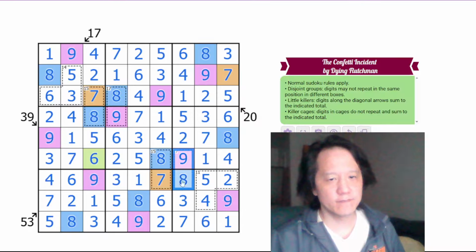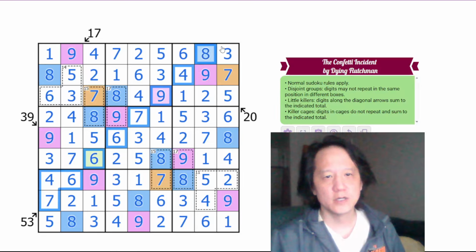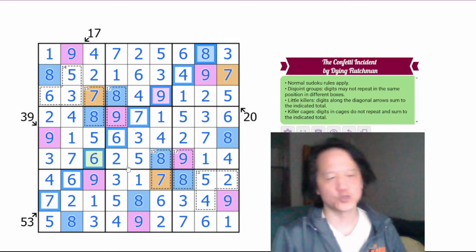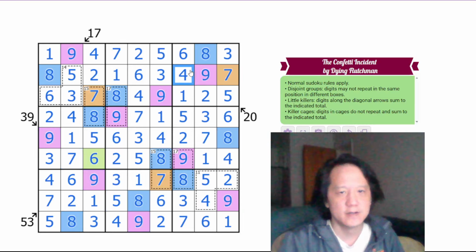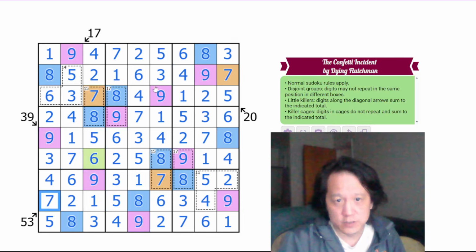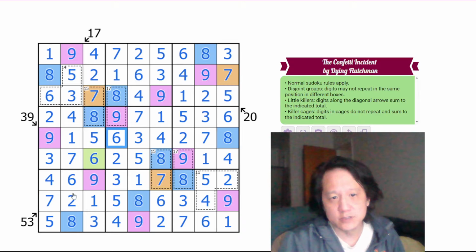Yeah. Fairly straightforward. You just have disjoint sets, and then you have the constraints of the little killer clues, which does constrain things, and you can work that with the obviously the disjoint set rules to make some restrictions, and that's what led us to the solution.